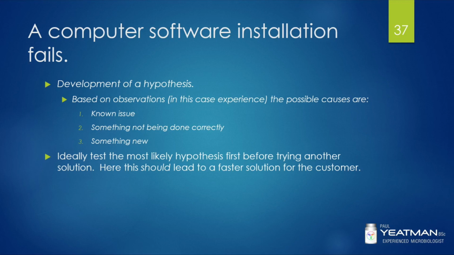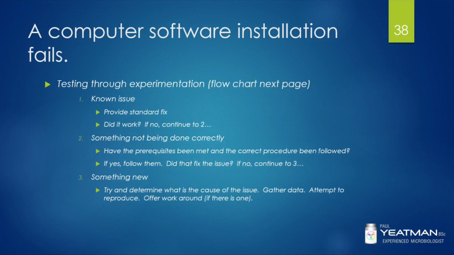So solve the problem for this new thing, then we know a solution in the future, which means troubleshooting in the future is fast. If it is a known issue, chuck out the standard fix. Did it work? Okay, we'll go on to number 2. Something not being done correctly. So you're installing software onto Windows XP, which is meant only for Windows 10. Well, that's the solution right there. Don't use an unsupported situation.